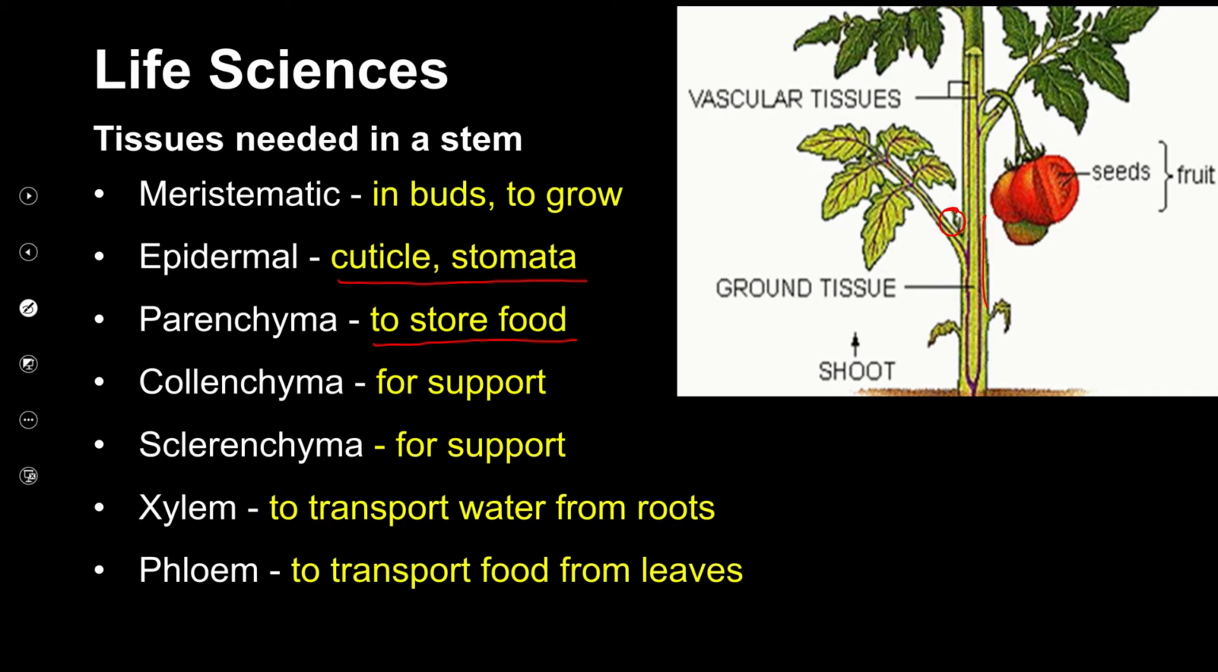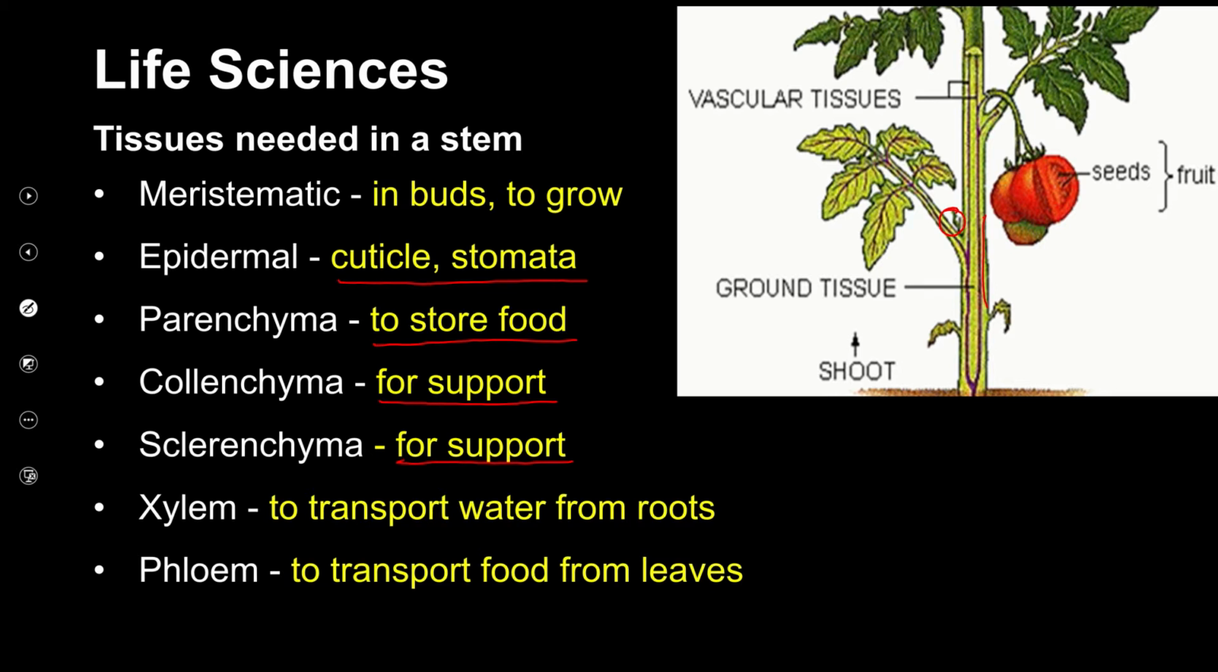Then, our supporting tissues. Collenchyma. Are we going to need collenchyma? Very definitely. That is what keeps the stem standing upright. Some plants only have collenchyma for support. Others also have sclerenchyma. And remember, sclerenchyma is much, much tougher, so it does a better job of support.